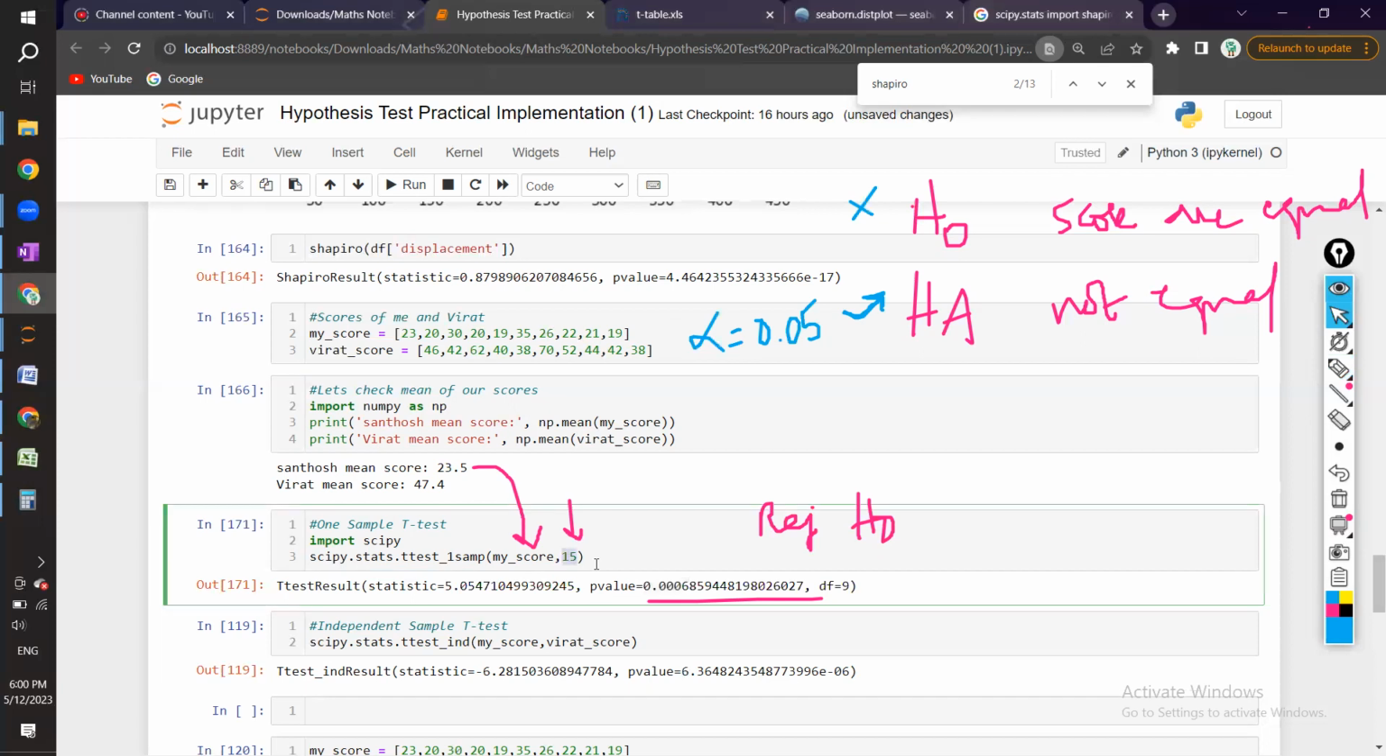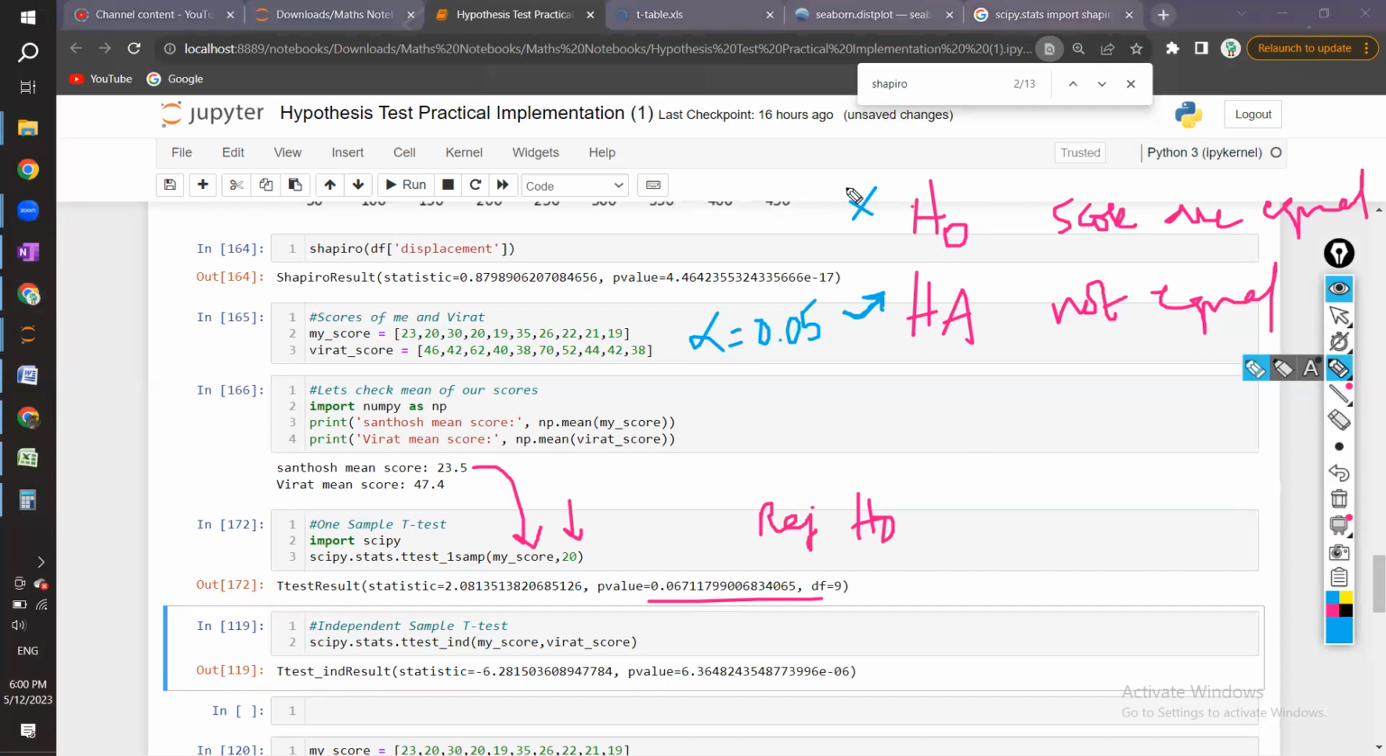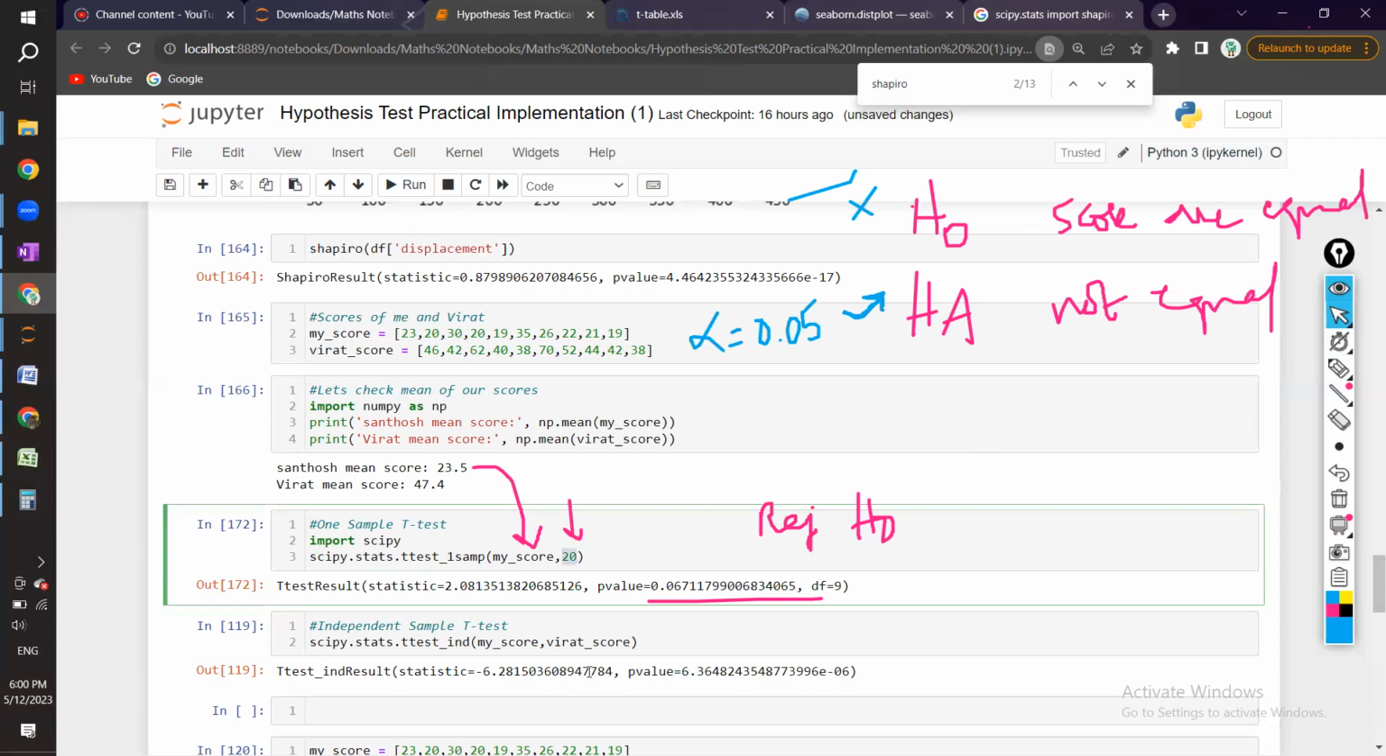Now when I go to 20, it is somewhat better. It is saying 0.06. Now 0.06 is greater than 0.05. So in this case, I can accept the null hypothesis. So yeah, both are not equal, but at least it is almost closer by. So when I go to still more, 22, you can see it is much better, 0.3. And if I go for 23.5 exactly, you will have 1.